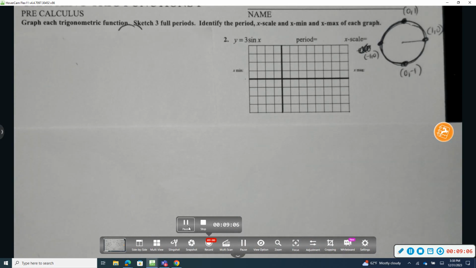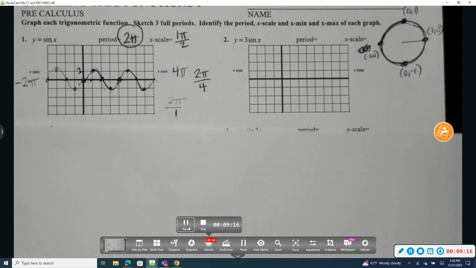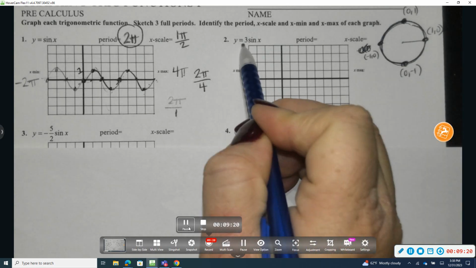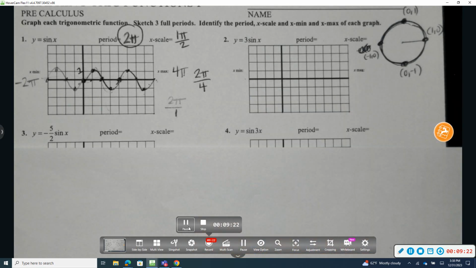All right, let me cover up number 1 so we're focused just on number 2. Well, what happens when we see a number in front of the function? What that does is it elongates the graph. So if we go back to this previous graph, so it's visible for us to see, all it does when we have a number in front is it takes whatever the output was.